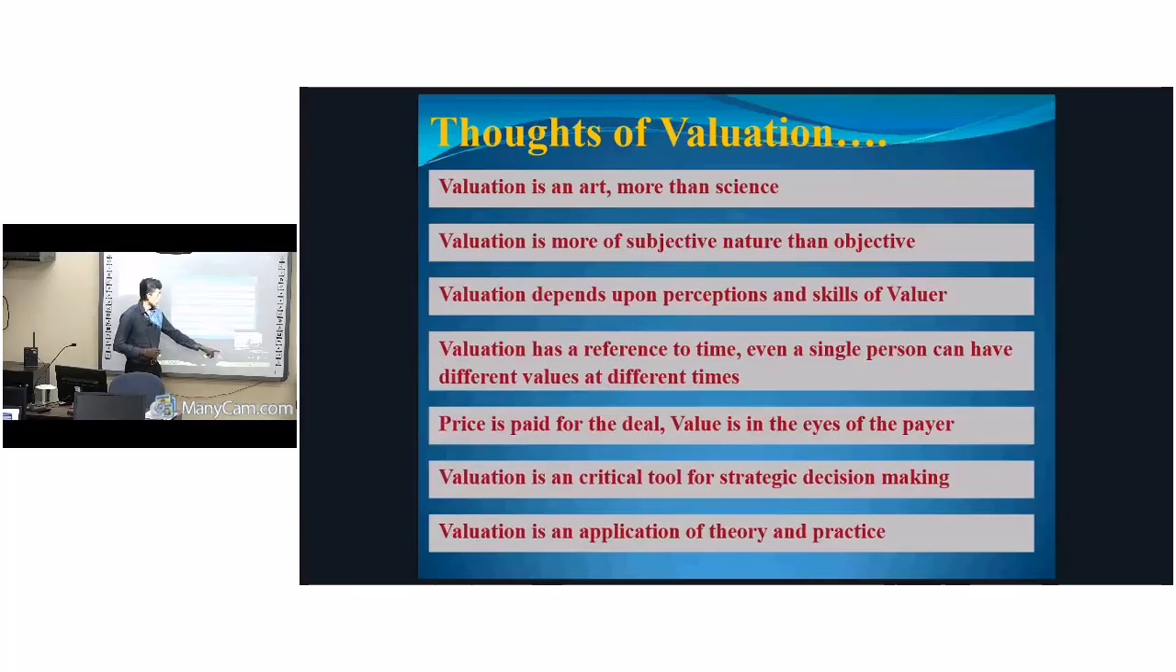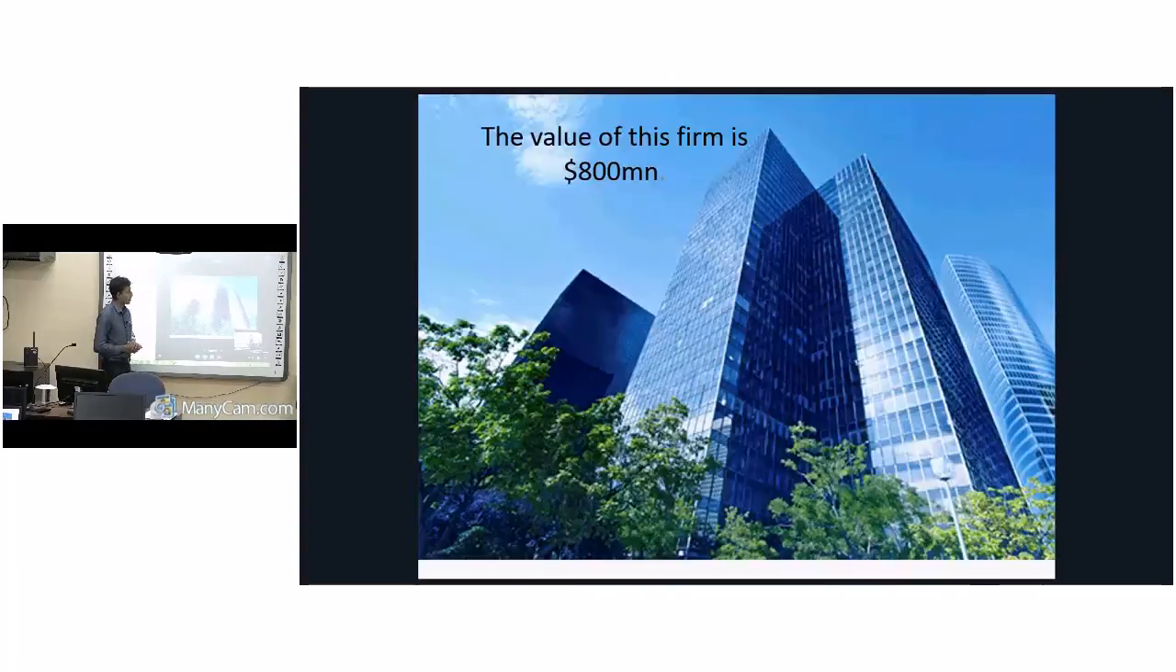Now I'll take your attention to an organization. When you look at it, it's a huge building, and I'm telling you the value of this firm is $800 million. Now you may ask, how did I say that? Or is it correct? Or what kind of things should I consider for me to give a value for this organization? Just think about it: I've been asked to give a value for this firm, and what kind of things should I consider?